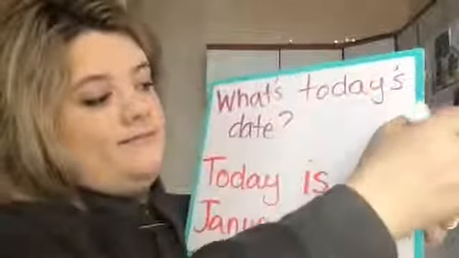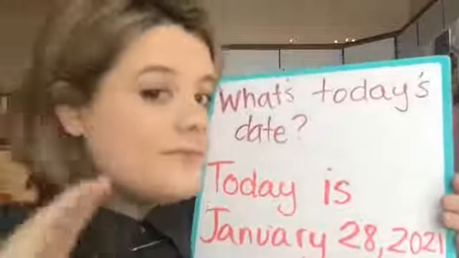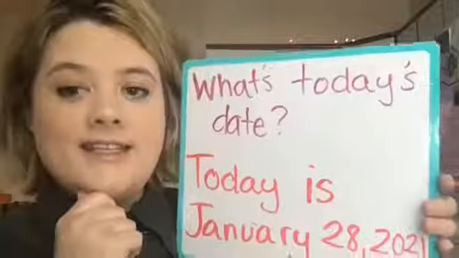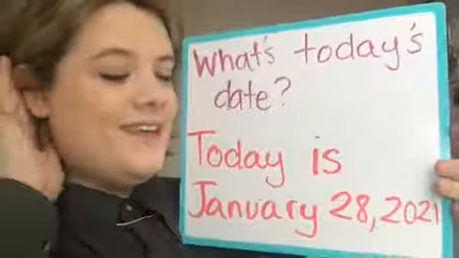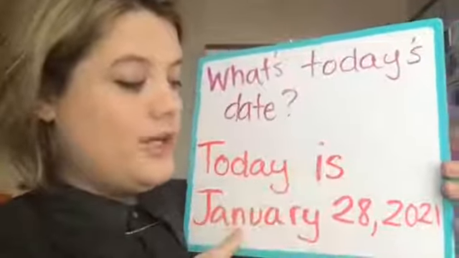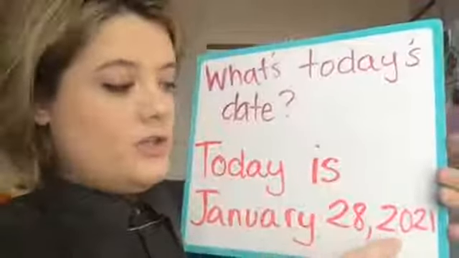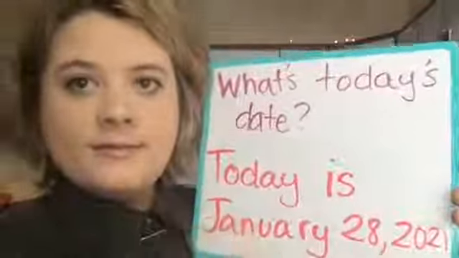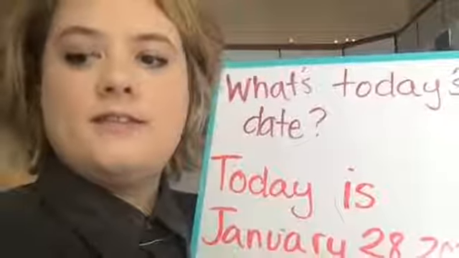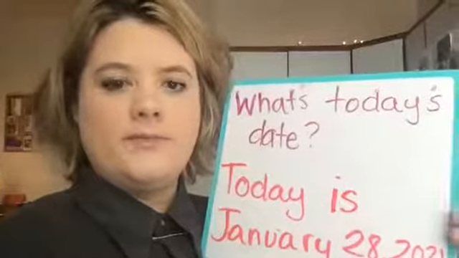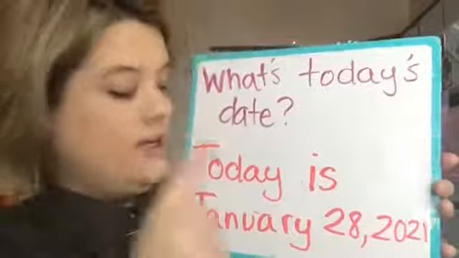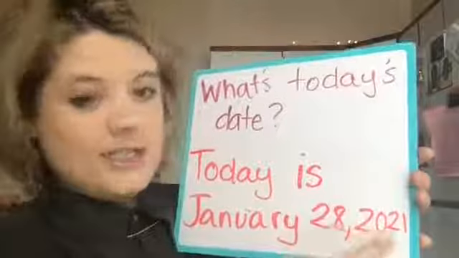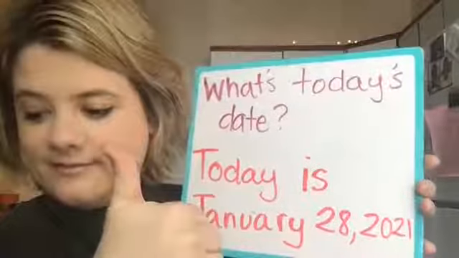What's today's date? Today is January 28th, 2021. This is very close to me. There we go. What's today's date? Today is January 28th, 2021. Okay, good.